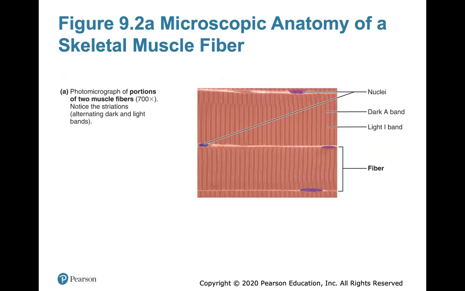Here's a look at a photomicrograph of portions of two muscle fibers. And you can see here the light and dark bands just correspond to the different striations, with the nuclei on the periphery, and one muscle fiber is shown here.